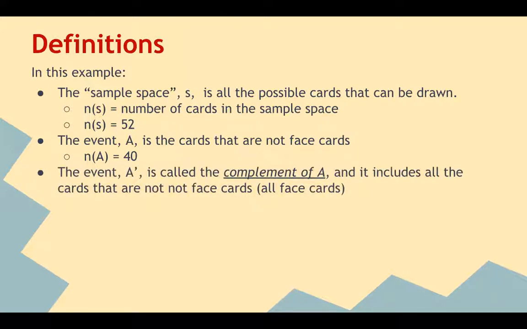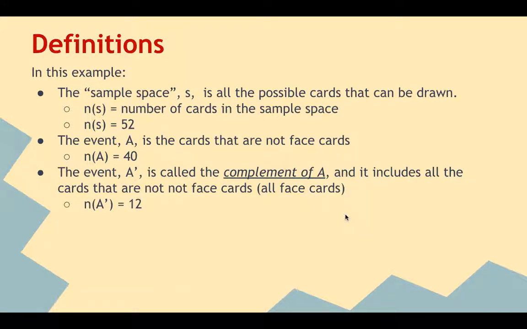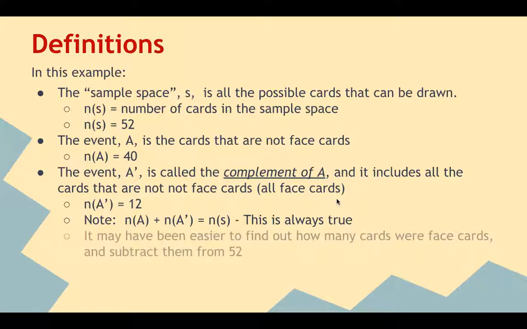We also have A prime, sorry, I guess maybe we shouldn't say prime, but a complement. So there's either a dash or a C. It's everything outside of A. So if A is the 40 number cards, then A complement is the face cards. It's not face cards, but it's really just all the face cards. And so there's 12 other cards, and you can notice that the 40 and the 12 together make the 52 total, and that's always going to be true. So N of A and N of A prime, or N of A complement, is N of S.